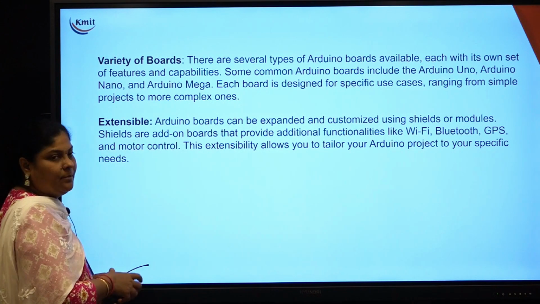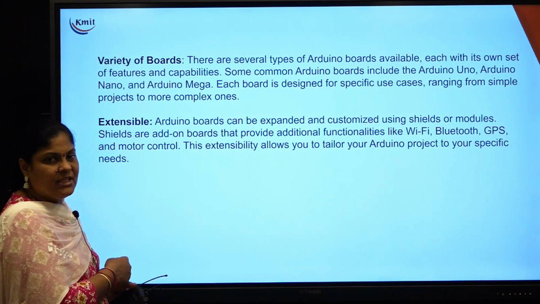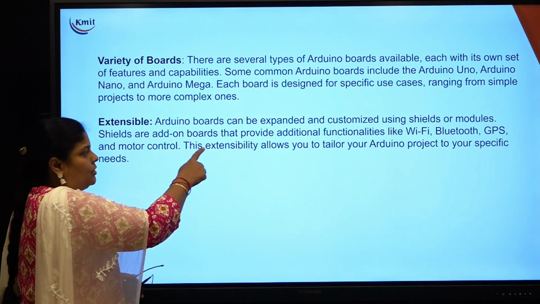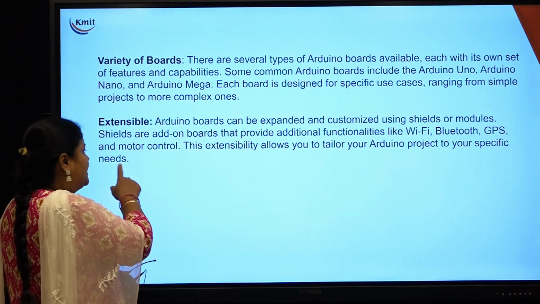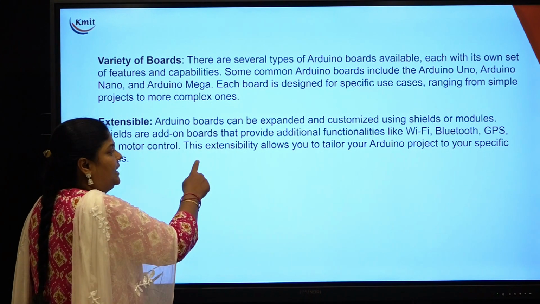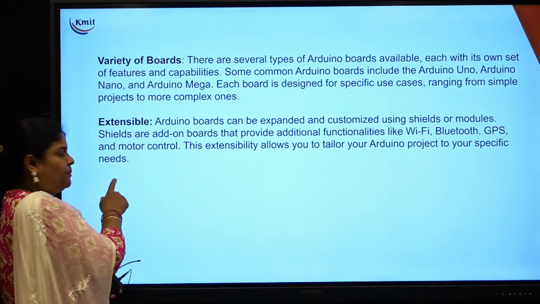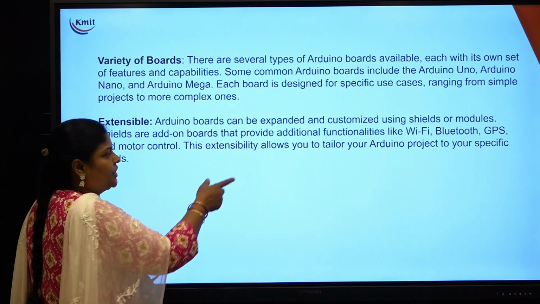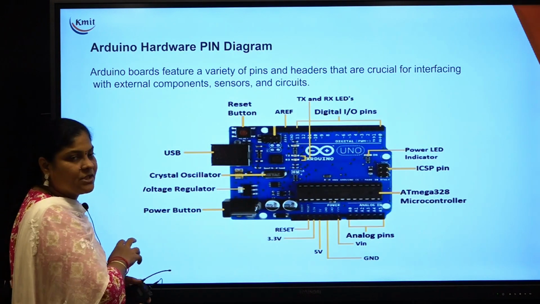Next feature is extensibility. Arduino board can be expanded and customized using shields or modules. Shields are add-ons to the board that provide additional functionalities, like you can connect Wi-Fi, Bluetooth, GPS and motor controller to the board to extend the features of Arduino board. This extensibility allows you to tailor your Arduino project to a specific need. For some specific application, you can develop the project using this Arduino board with add-ons. So these are the key features of Arduino.